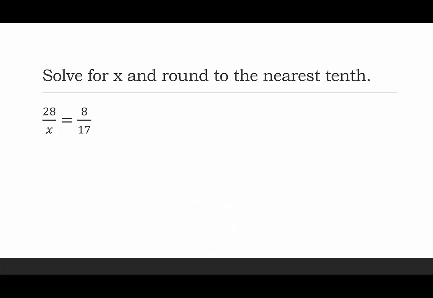We are going to solve for x and then round to the nearest tenth. So what I like to do is look at the cross products. That means that I'm going to do 28 times 17. And based on the fact that this is a proportion, 28 times 17 must equal 8 times x. So now I have a few things going on here. I probably want to multiply 28 times 17 first, but I don't have to. What I can do is leave that alone for the time being and get x by itself.